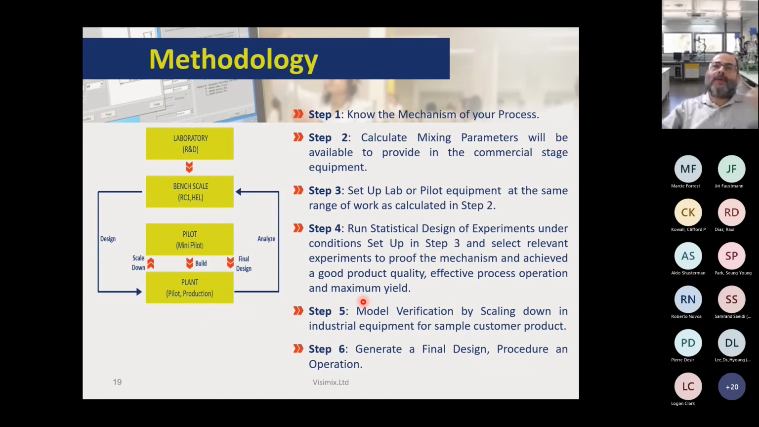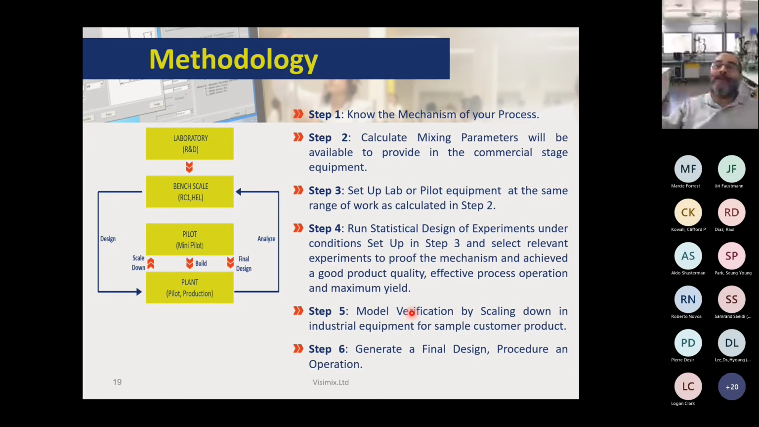This is a methodology that was part of my PhD. Know the mechanism of the process, calculate the mixing parameters in the next step, use the lab or the other equipment to match between these 2 points. If you have many parameters together, try to do some statistical design of experiment, even in the software. You don't need to go always to the experiment. In the software, try to generate enough of a zone of parameters that give you an idea about the trend. And after you have it, prove it.